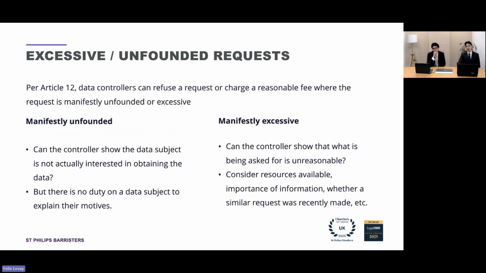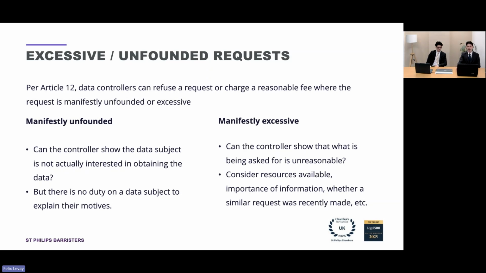Just thinking about the exceptions that are included in Article 12, data controllers are entitled to refuse a subject access request where the request is manifestly unfounded or excessive. Really, we think that this probably isn't an easy escape to responding to the subject access request. There is no bright line here.